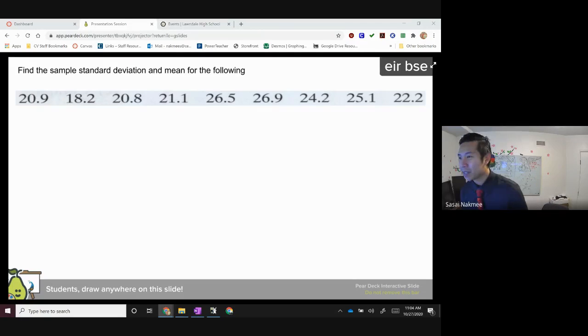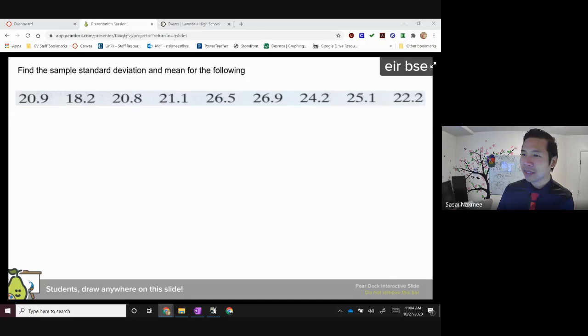Okay, looking at the mean and the standard deviation, it looks like some of you guys are already done. Right, that looks right. I don't know if that's right, but that looks right. I don't actually have any answers for this.